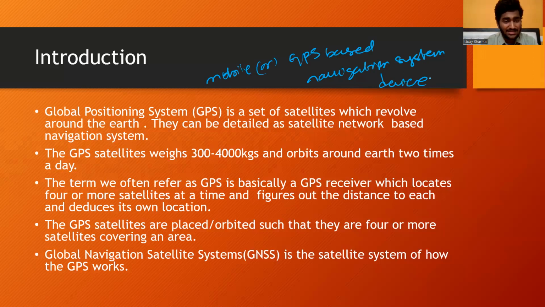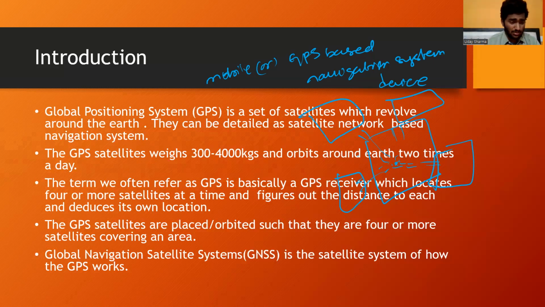The GPS satellites are orbited around the Earth in such a way that four or more satellites can cover a single area. Suppose there is a total area. There are at least four satellites which can cover the whole area and send signals to the GPS receiver. A minimum of four satellites send signals to the GPS receiver to know its pinpoint accurate position.